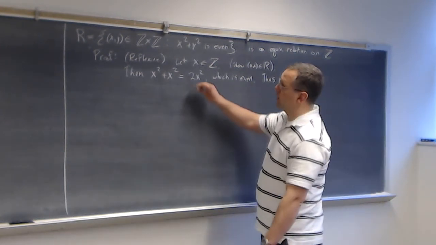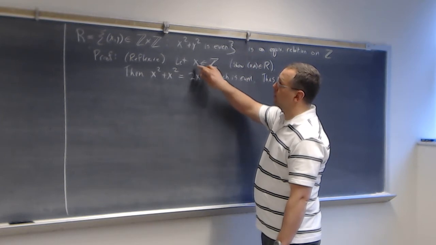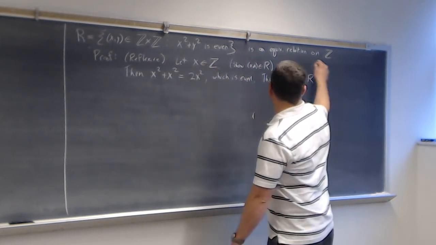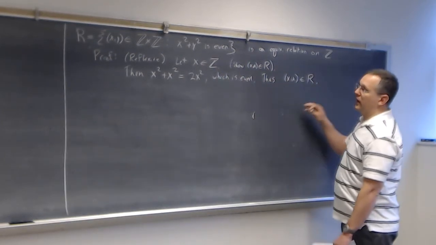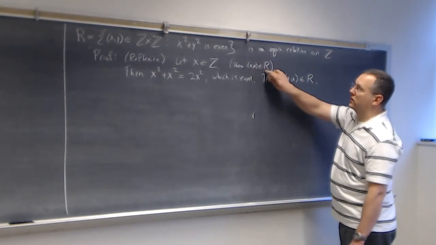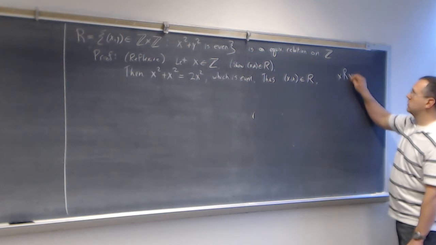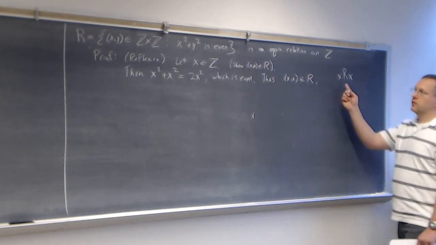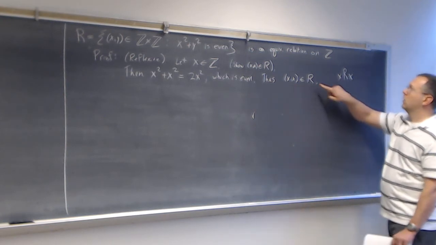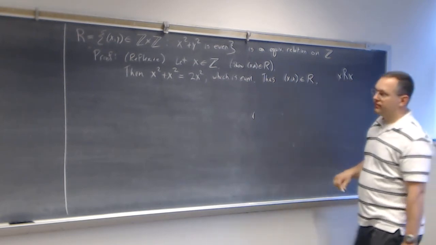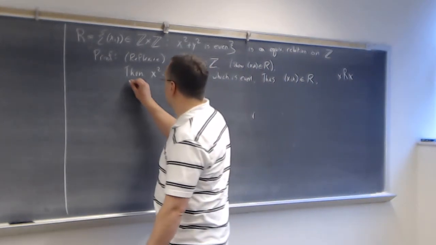So to show a relation is reflexive, you take an arbitrary element of your set, and then you have to show that (x, x) is in the relation. Or, another way, x is related to x. Those mean the same thing: (x, x) is in R, or x is related to x. All right, let's do symmetric.